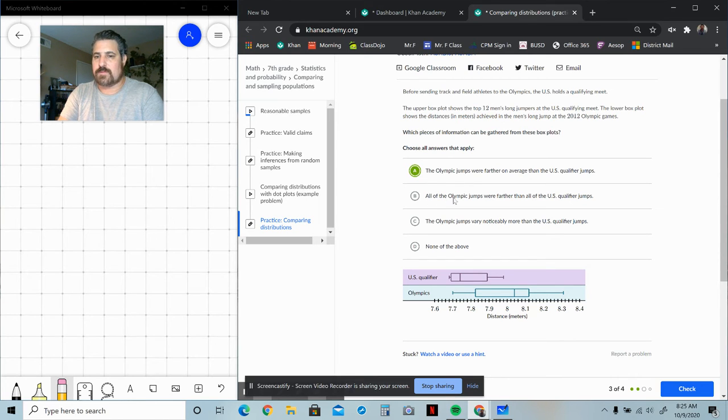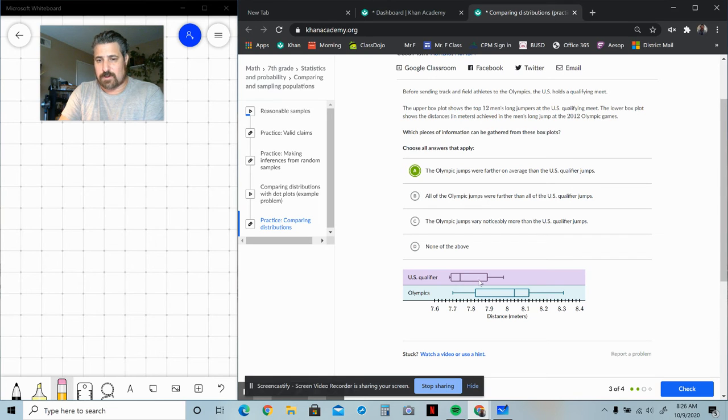All of the Olympic jumps were farther than all of the US qualifier jumps. So were all of the Olympic jumps farther than all of the US qualifier jumps? Well, first of all, we don't know who's who on these. We can't compare apples to apples with the same person. So just generally talking about, are all these Olympic jumps farther than the U.S. qualifier jumps, you'd have to say no, they're not.